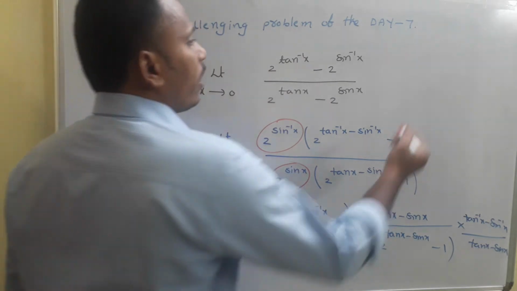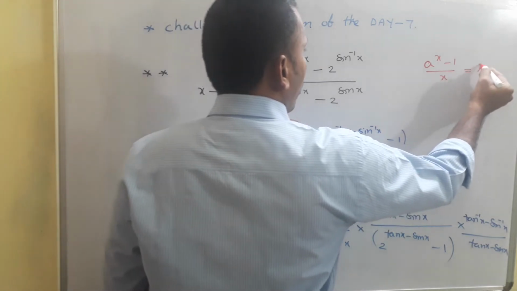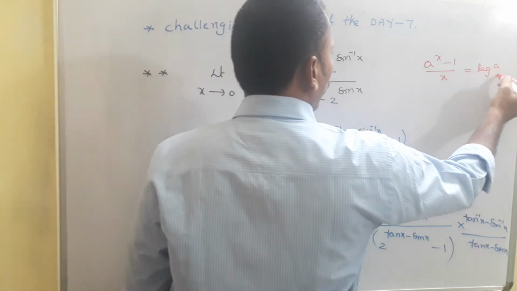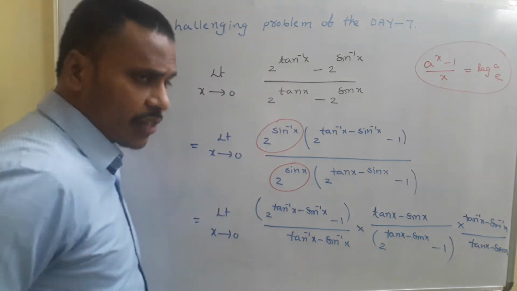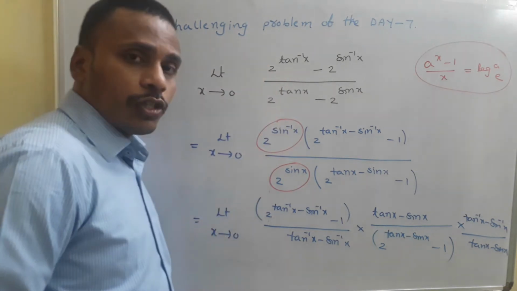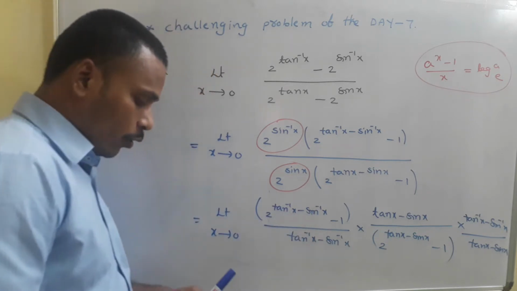What is that standard law? Limit of (a^x − 1)/x is the logarithm of a to the base e. I think you are all good at this standard result, as x is tending to 0. Here x is tending to 0 at this time, and tan⁻¹x − sin⁻¹x is also tending to 0.